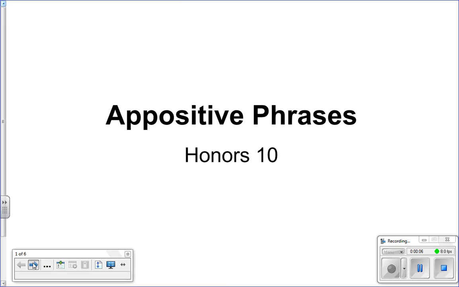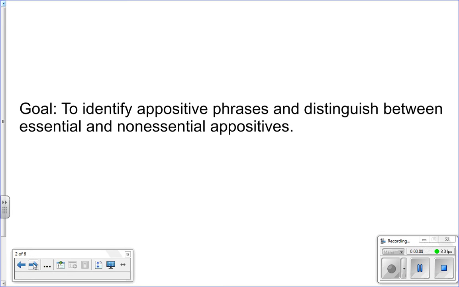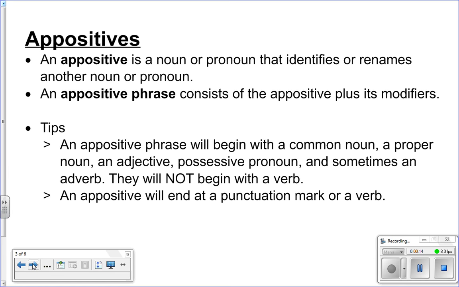Today we're going to talk about appositive phrases, and our goal by the end of the lesson is to identify appositive phrases and distinguish between essential and non-essential appositives. An appositive is a noun or a pronoun that identifies or renames another noun or pronoun. An appositive phrase then consists of that appositive, that noun or pronoun, plus the modifiers for that appositive. A couple of tips are going to be helpful for appositives.